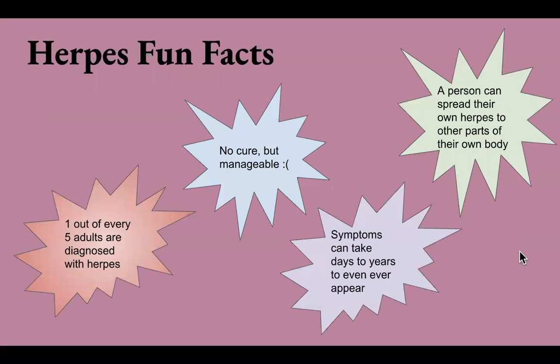So some not so fun facts about herpes. 1 out of every 5 adults is diagnosed with herpes, which is a lot more than people think. And that also has to do with the fact that symptoms can take days to years to ever appear. It also has no cure, but it is manageable with topical ointments and antiviral medications as previously stated. And a person can also spread their own herpes to other parts of their body.